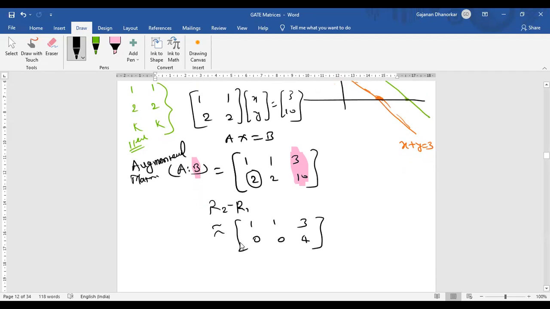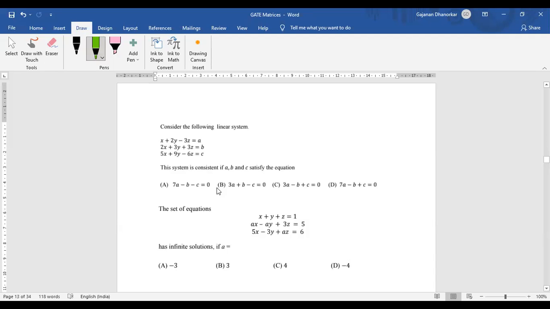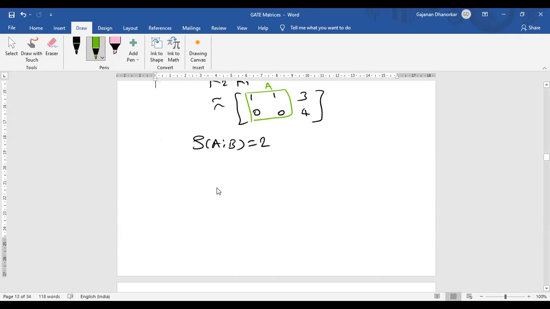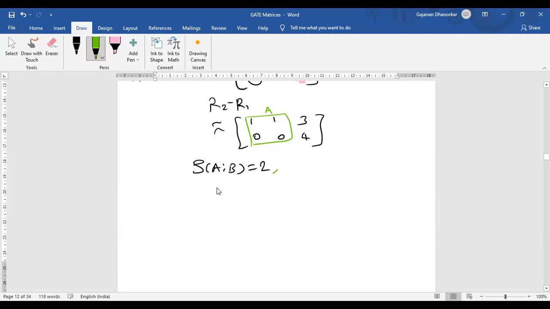What is the rank of this matrix? 2. Now this is my A matrix. What is the rank of the A matrix? 1. That means the rank of matrix A is not equal to the rank of the augmented matrix. In this case, how many solutions are we getting?